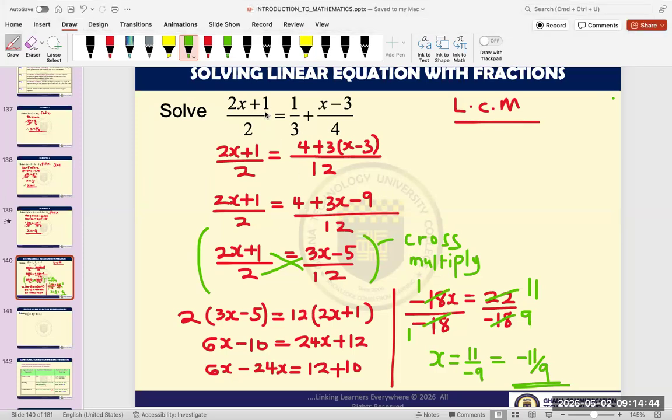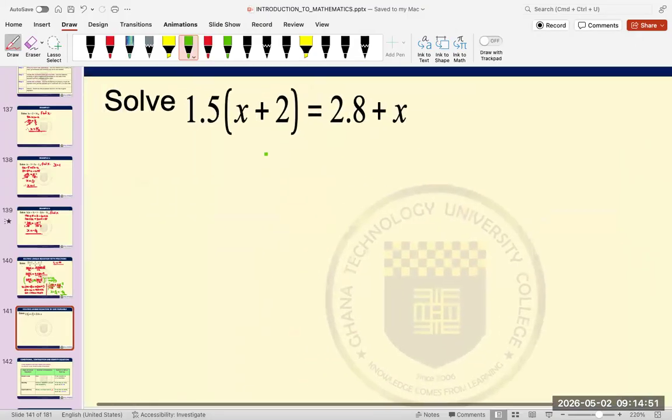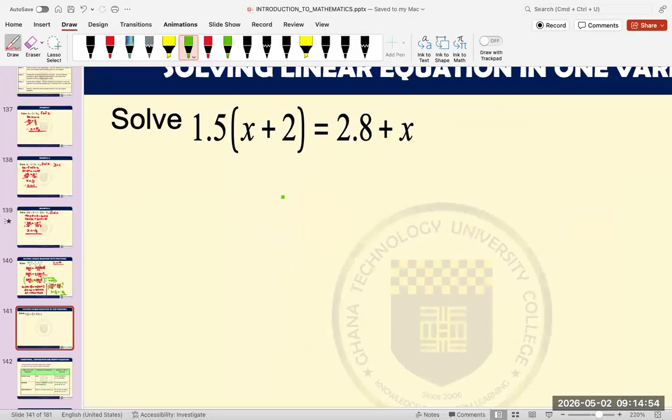So let's do the last one and then move to another thing for today. So the last one, they can give the expression in decimal. So that is why you need to be a bit careful so you don't miss your steps. So let's start. Let's multiply through 1.5 times x, you have 1.5x plus 1.5 times 2, you have 3 equal to 2.8.